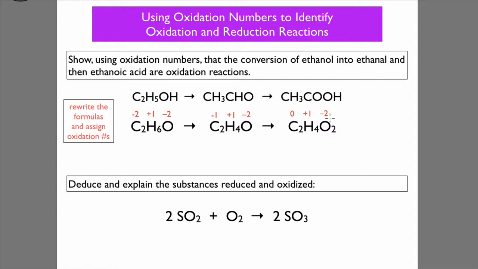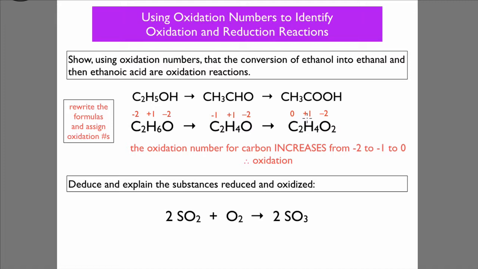You can then look at these oxidation numbers and see which one's changing. Quite clearly, the oxidation numbers on hydrogen and oxygen remain the same, but the oxidation numbers on the carbon in the alcohol, the aldehyde, and the ethanoic acid are changing. The oxidation number is increasing. And so, the oxidation number for carbon increases from -2 to -1 to 0, therefore it is oxidation.